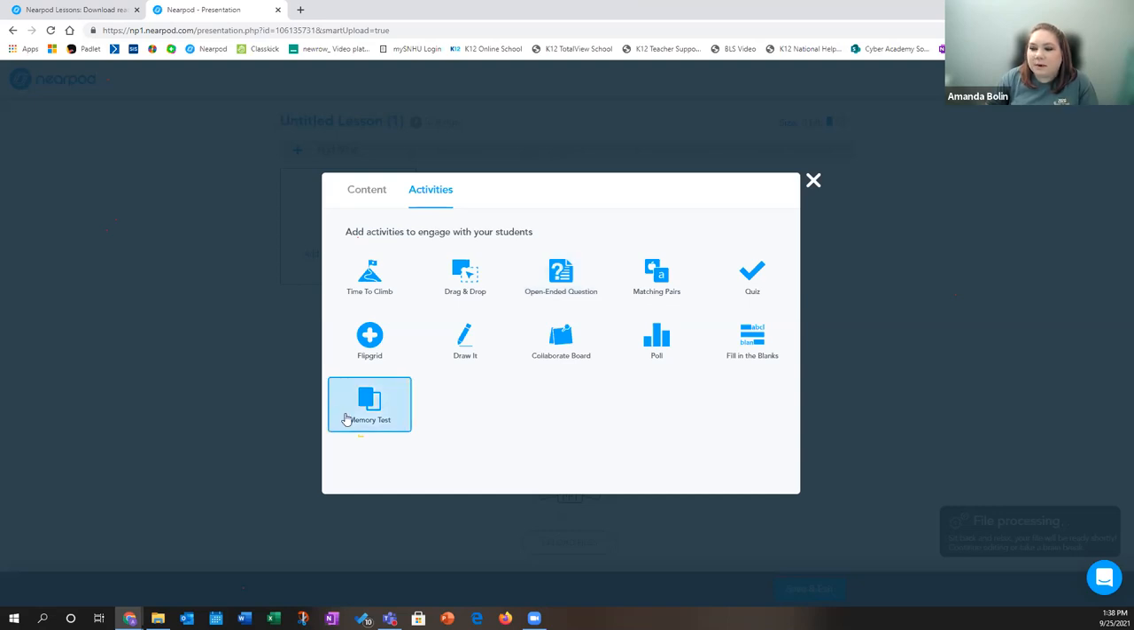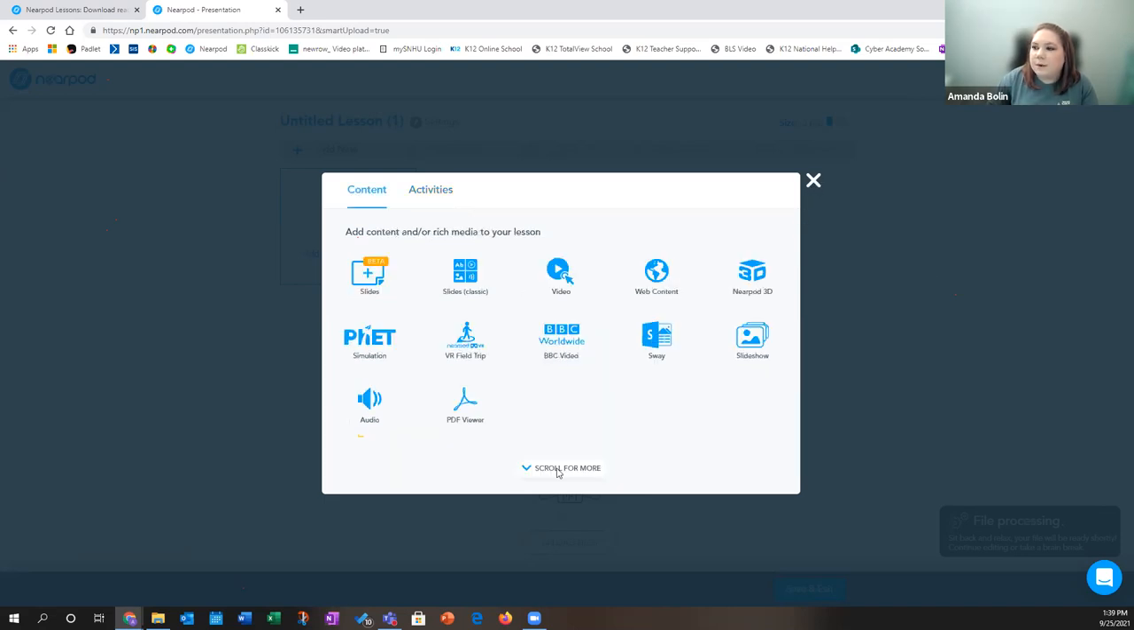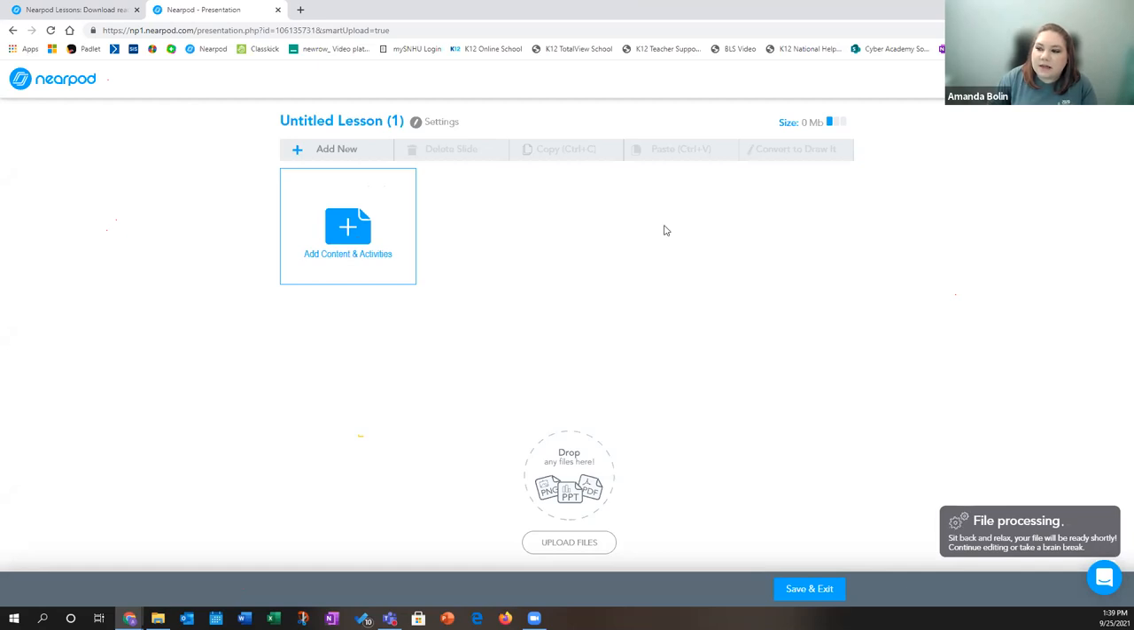You saw in the beginning the memory test. There's matching pairs, so you can have a definition and a term and match them together. You can do quizzes, you can add Flipgrid, and like I said, you can create a draw it on almost any of the slides. We use one of the collaborative boards so they can all put their input in one place. So that kind of goes over everything, while this is being super slow. Anyways, you drag and drop your presentation, and it will upload here.